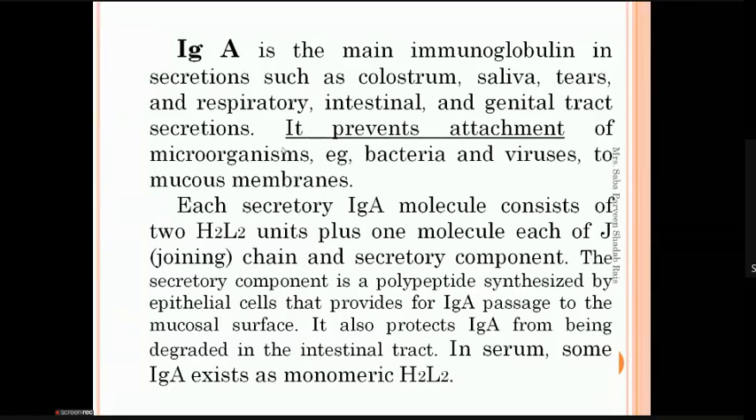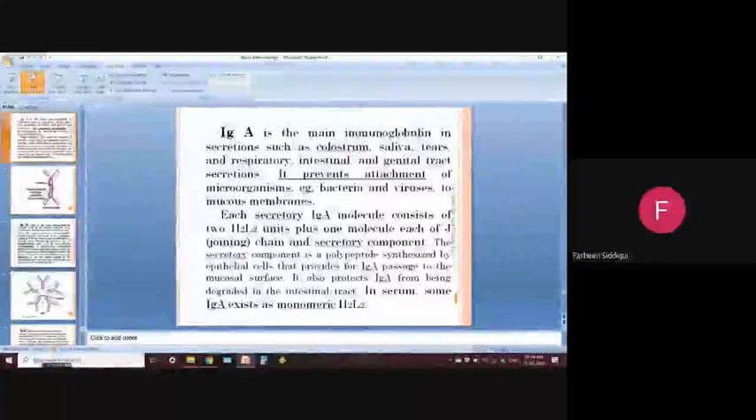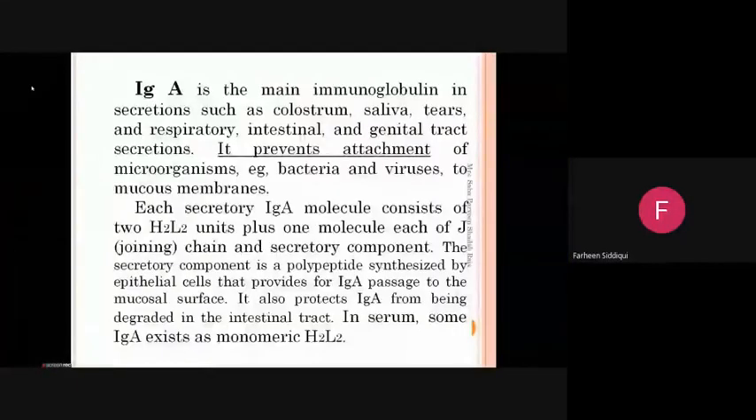This will be the second antibody to which you are exposed when you are a new baby, because it is present in abundant quantity in your mother's colostrum. Colostrum is the first milk of the mother. It is also present in your saliva, tears, and respiratory, intestinal and genital tracts, in all types of secretion. Now IgA prevents the attachment of microorganisms, for example bacteria and viruses, to the mucous membrane.